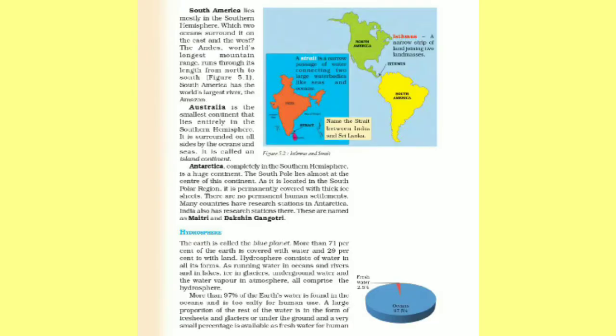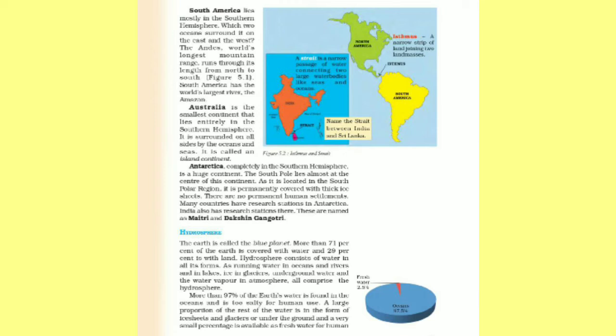Going to South America, it lies mostly in the southern hemisphere, and the Andes, the world's longest mountain range, often we call it the Western Cordillera. It runs through this length from north to south. South America has the world's largest river, the Amazon. Do not get confused between the longest river and the largest river. So Amazon is the largest river and Nile is the longest river.